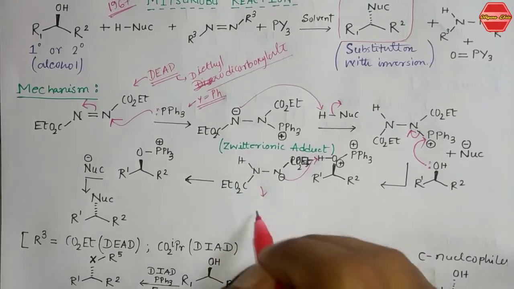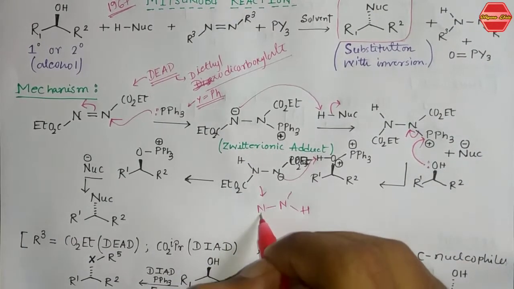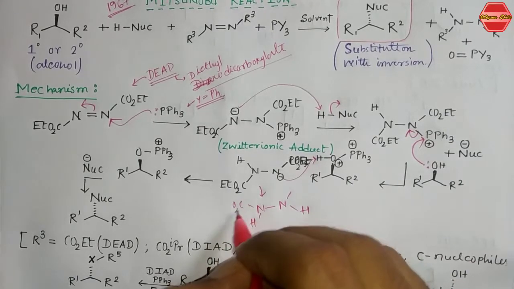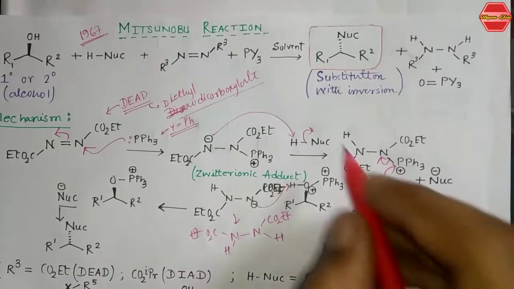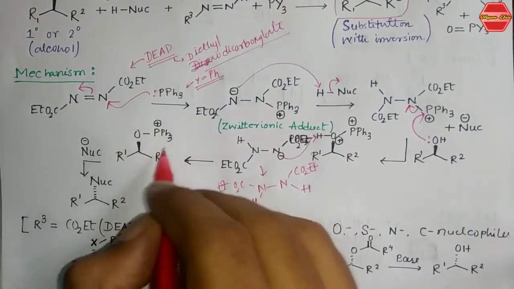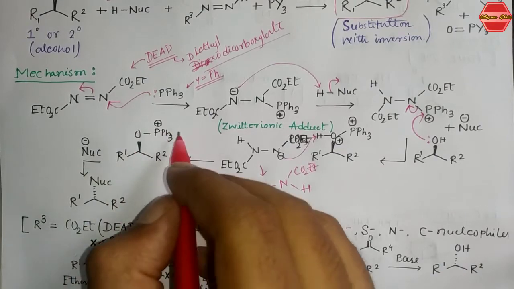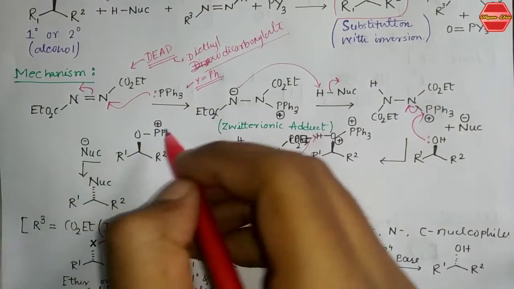The side product basically looks like this. This is your hydrogen, this is your hydrogen, CO2Et, and this is your CO2Et. As you can see, this is your side product. Now you can see that this is a very good leaving group, just because it has a tendency to form the phosphorus-oxygen double bond.